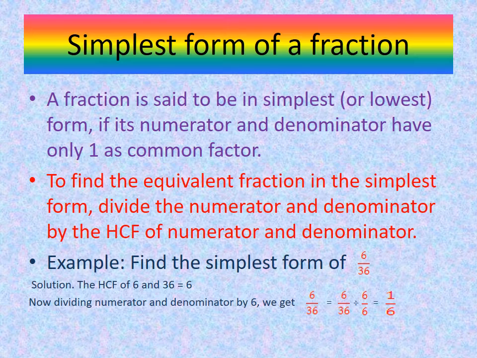To find the simplest form of 6 by 36, we have to find out the HCF of 6 and 36. That is 6. Now we have to divide the numerator and denominator by 6. We get 6 by 36 divided by 6 by 6 is equal to 1 by 6. Now the simplest form of 6 by 36 is 1 by 6.